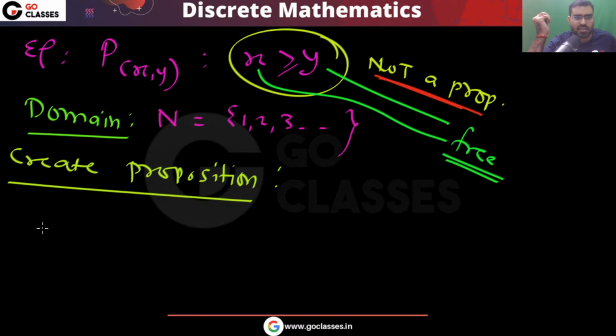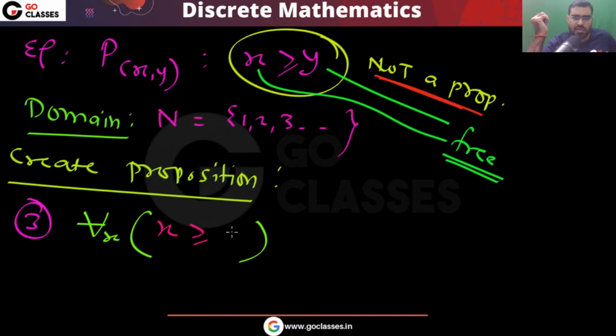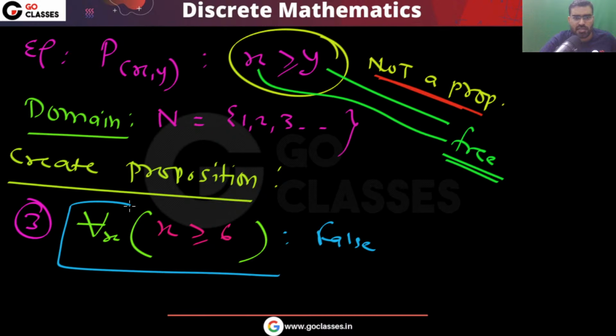What is another way to create a proposition? Another way is you can bound, for example, this x, and I can put a specific value for y. I can bound this x, and for this y I can put a specific value. Of course this is false, but this is a proposition.